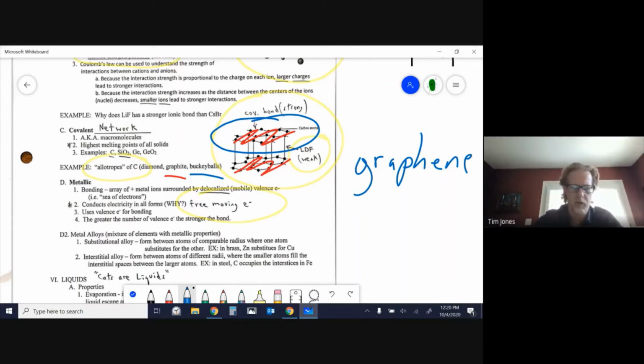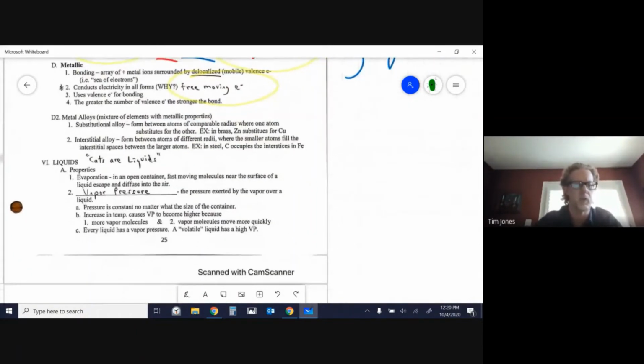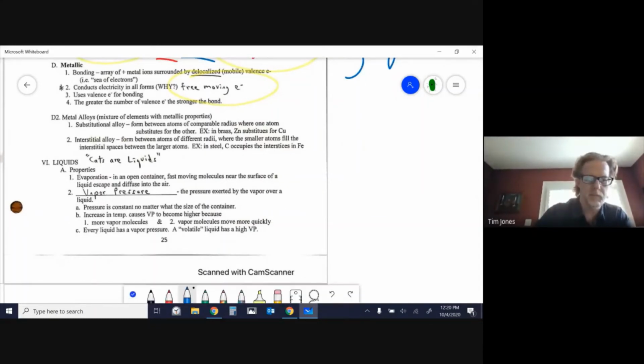I have a note here about alloys. There's a couple different types of alloys to be aware of. And again, let the name help you. The name tells you what they are. In a substitutional alloy, some atom is being substituted for another. And in what's called an interstitial alloy, no atoms are being replaced. You're putting smaller atoms in between the larger atoms where there are spaces available.